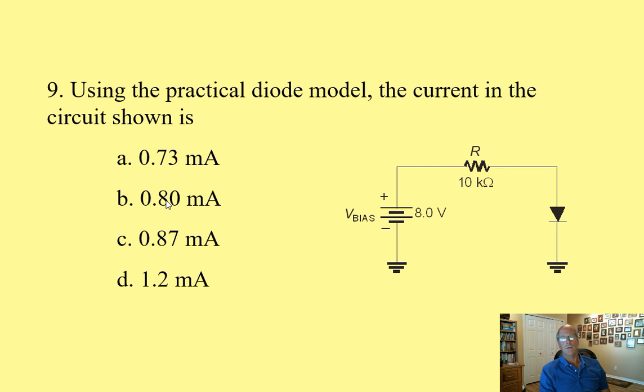Using the practical diode model, which is what we usually use, we now have 0.7 volts across this diode, the forward voltage. So 8 volts minus 0.7 is 7.3 volts across the resistor. 7.3 volts divided by 10K is 0.73 milliamps.